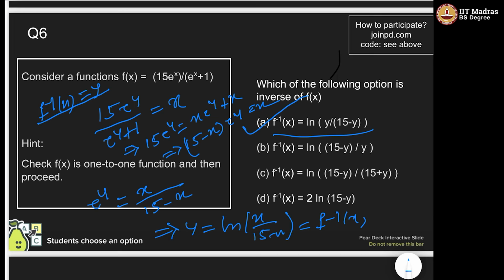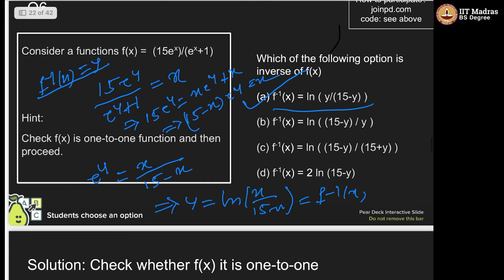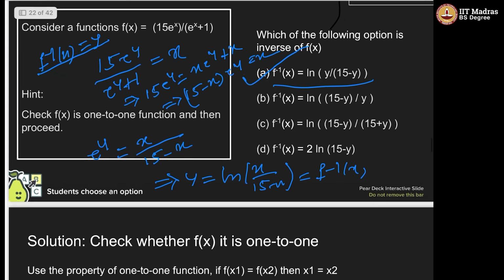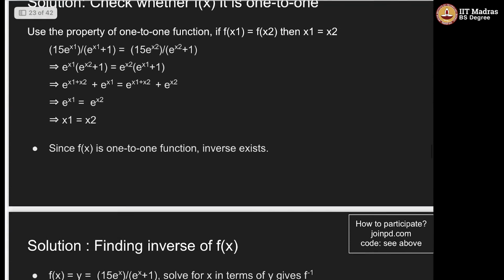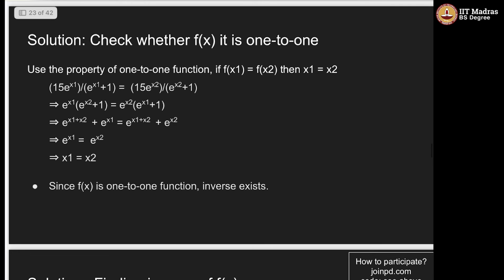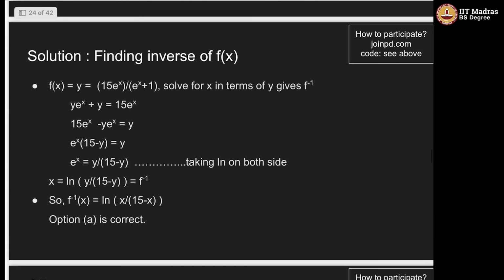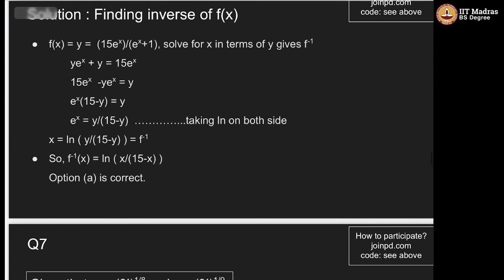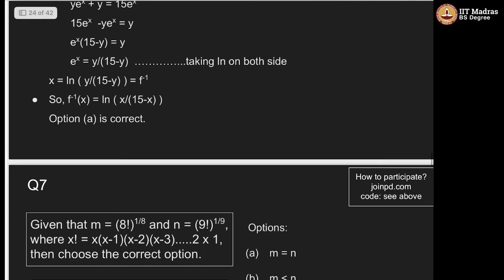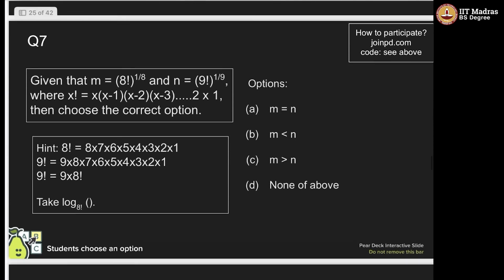So basically option A is the correct option. You can check it, and this is the correct answer. This will be x, not y, so it's some printing mistake. You can check the procedure. Here they have checked that the function is one-one, so you can check this for your understanding, and then they did the whole process to find the inverse, which I did. So option A is correct.